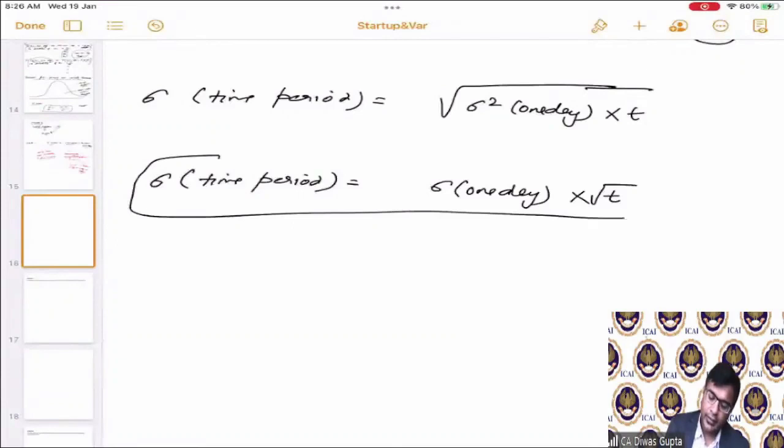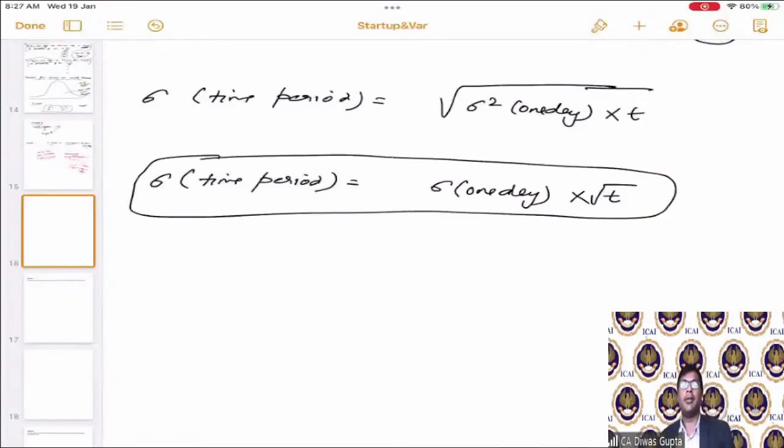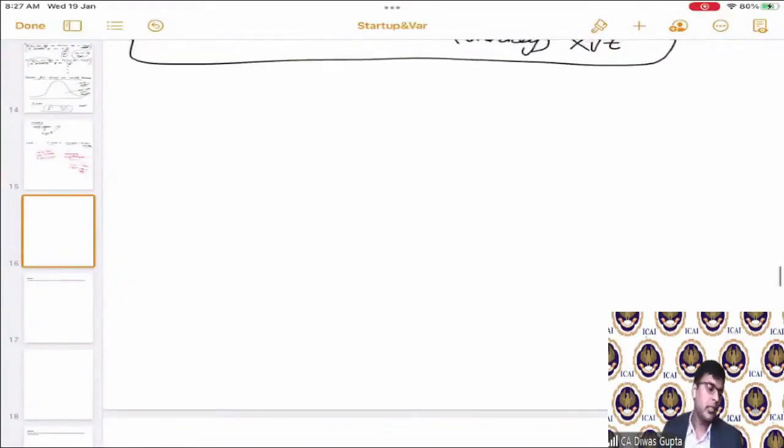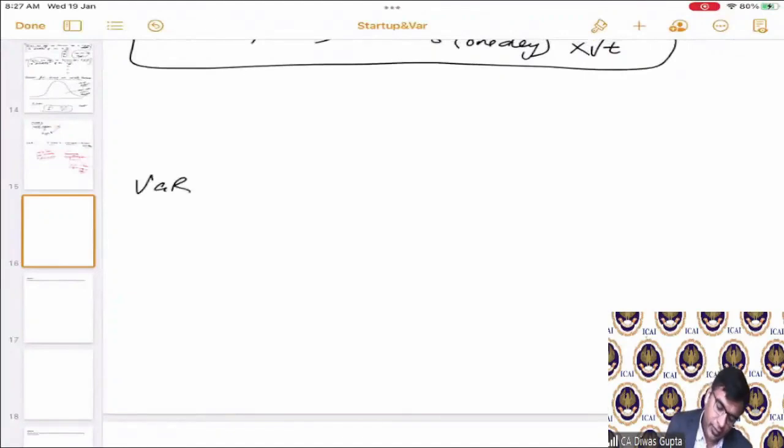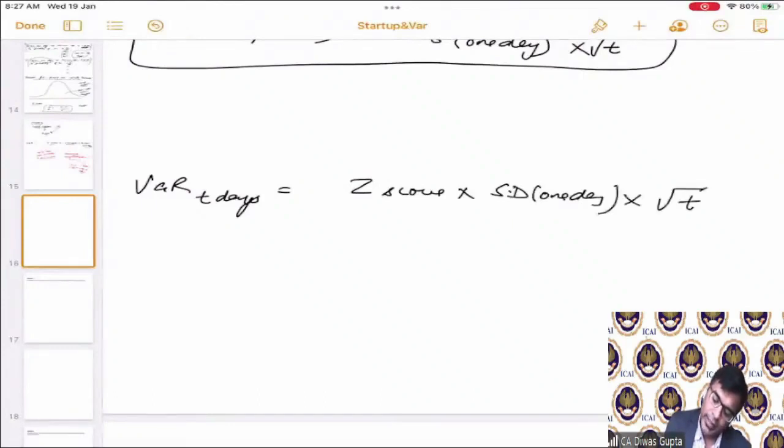This is a very important conclusion which all of us have to remember. So to calculate the standard deviation for 10 days, for example, we will have to take the standard deviation of 1 day and multiply it with the under root of t, which is under root of 10 days. And similarly, VaR for t days will be equal to Z score multiplied by standard deviation for 1 day multiplied by under root t.